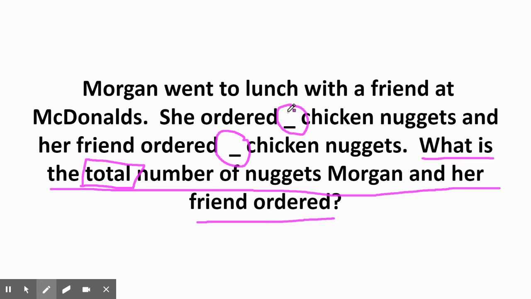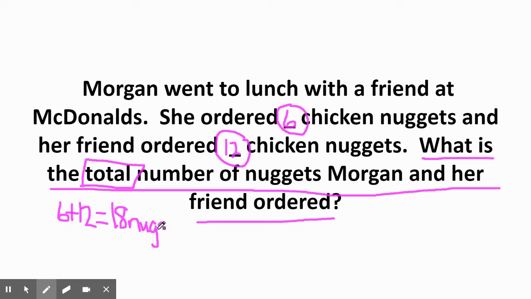So if I put numbers in there, she ordered the 6-piece and her friend ordered the 12-piece chicken nuggets. Well, if I need the total, I've got to say, well, Morgan ordered 6, and then her friend ordered 12 more, and I'm looking for the total. Well, the total is going to be 18 nuggets because that's what I'm looking for, right?